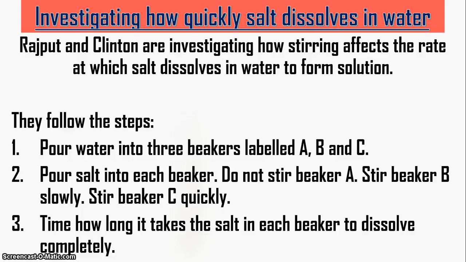Pour water into 3 beakers labeled A, B, and C. 2. Pour salt into each beaker. Do not stir beaker A, stir beaker B slowly, stir beaker C quickly. 3 things are to be done. In the first beaker, nothing is done. Don't stir. In the second beaker, which is beaker B, stir slowly. In the third beaker, stir quickly.